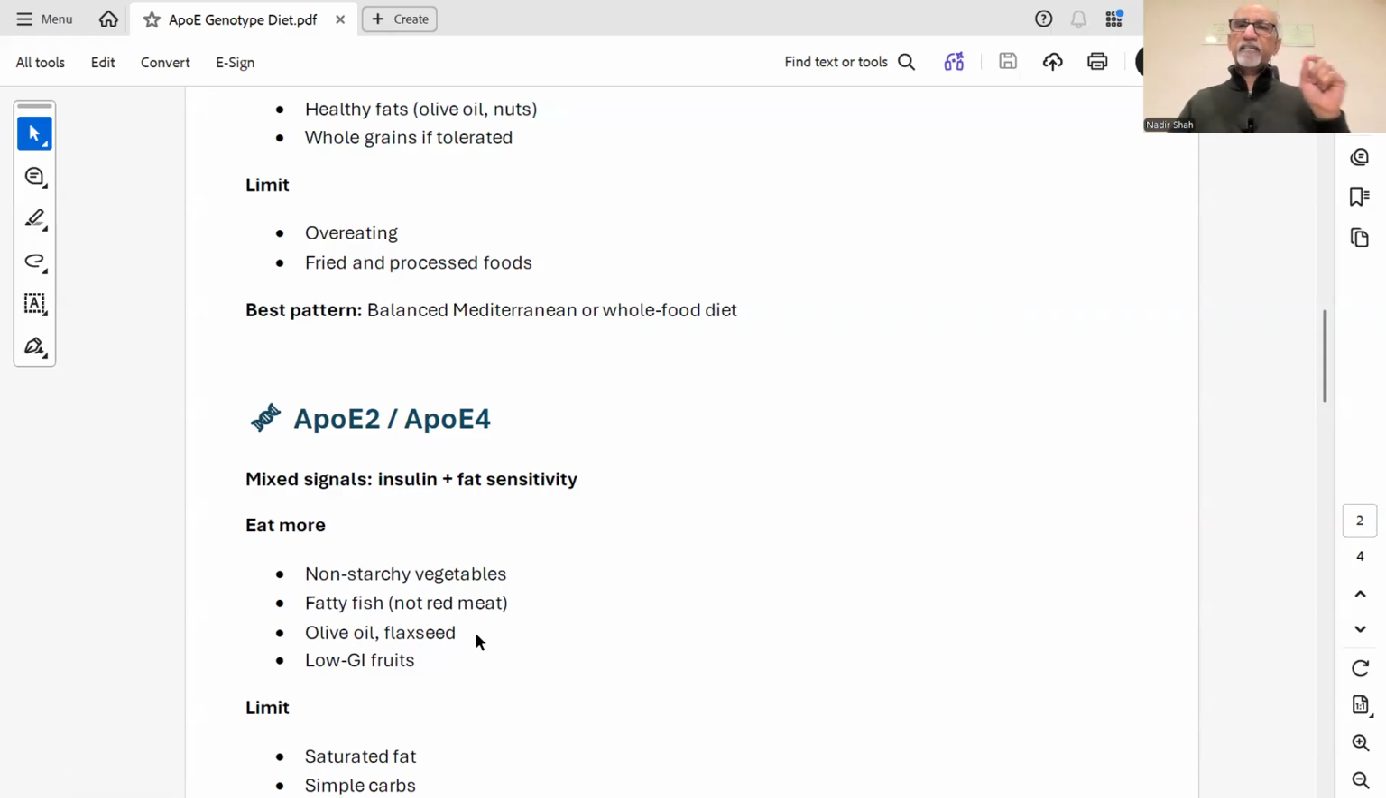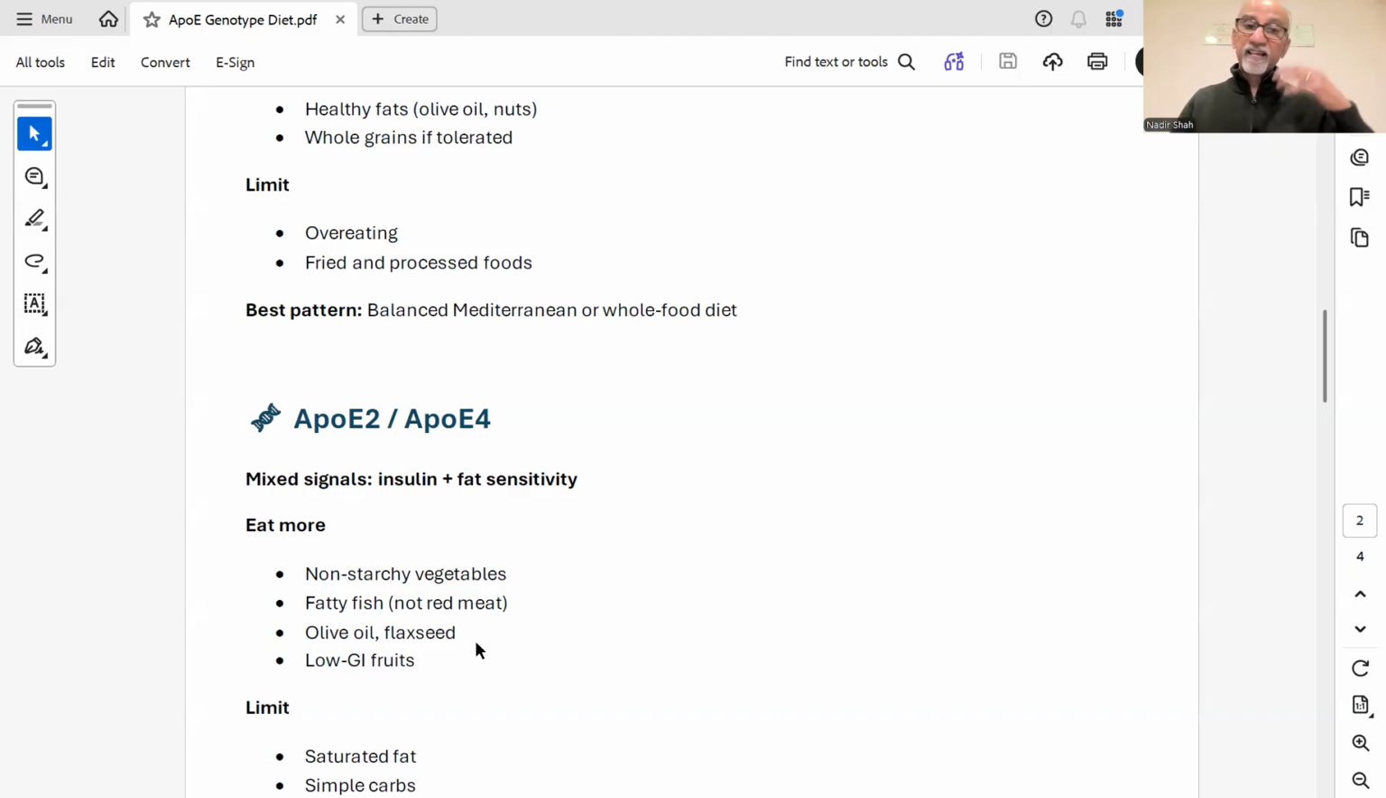Flaxseed, you have to be very careful. Flaxseed has omega-3, but not in the EPA and DHA form. It has the ALA form. A lot of vegetarian folks use flaxseed assuming that they are getting a lot of omega-3, but the body is not that smart to convert a whole lot of ALA into EPA and DHA. Okay, so you are not going to get it.